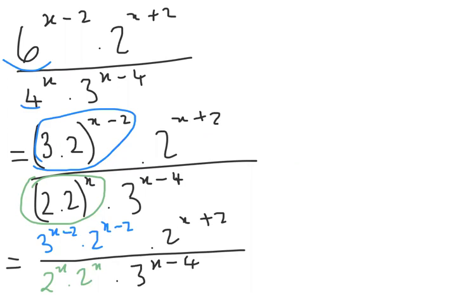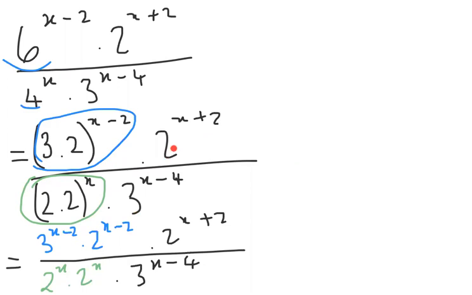So just to repeat what I've done, I took the 6, broke it down into 3 times 2, and then wrote that separately: 3 to the power x minus 2 and 2 to the power x minus 2. I did the same with the 4 to the x, split it down into 2 times 2, broke that up a little, and I just left the others the same.